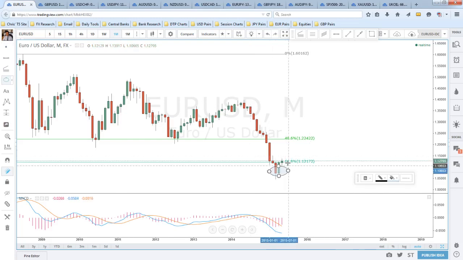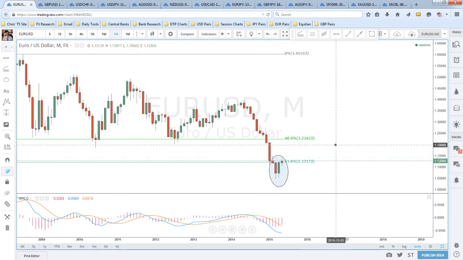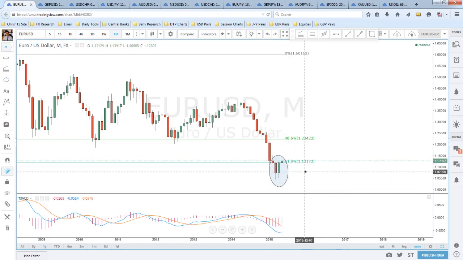Let's just draw a little circle so everybody sees this. This is a railroad track and can be very significant on a monthly time frame. We can already see price pulled back a little bit and continued higher. So on intraday time frames, that was already significant for a bit of a rally this month.